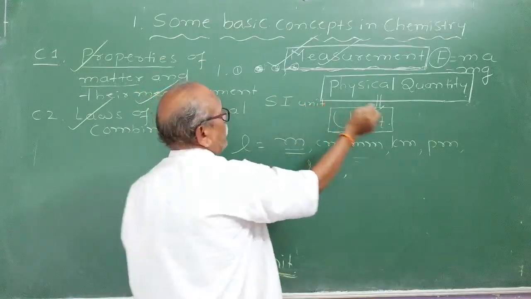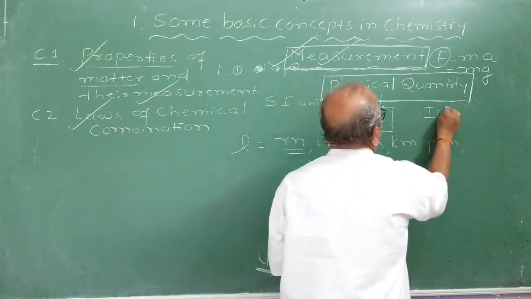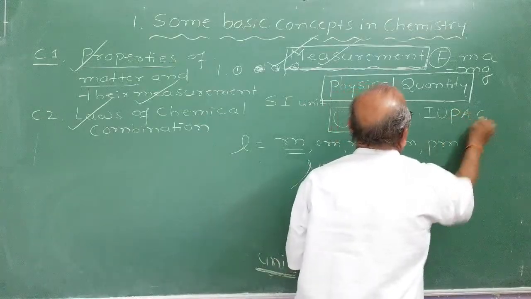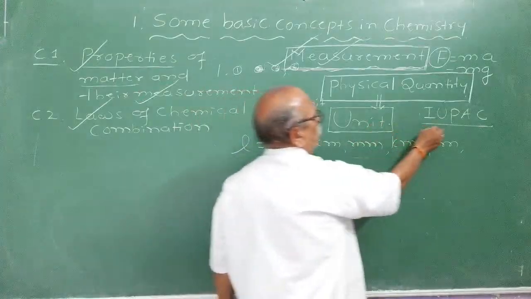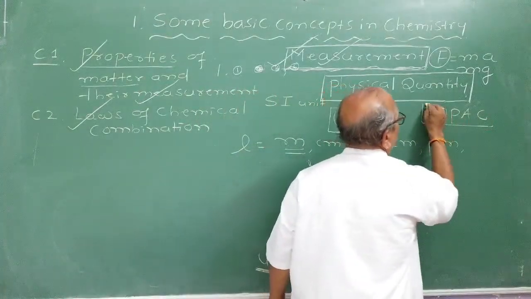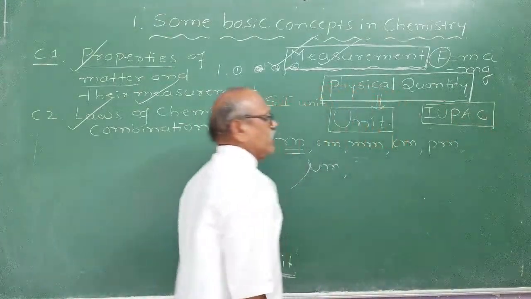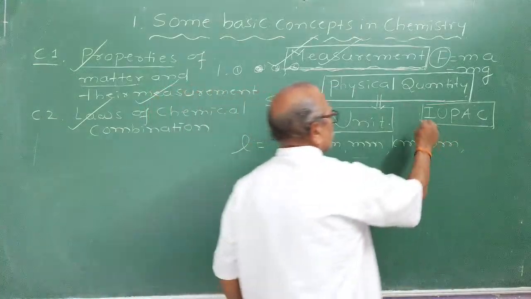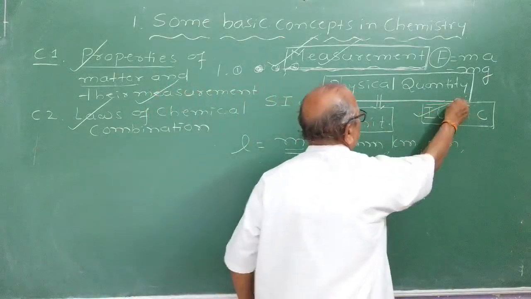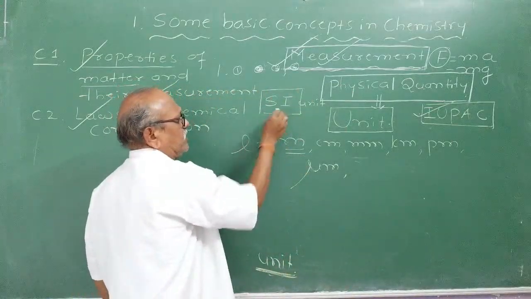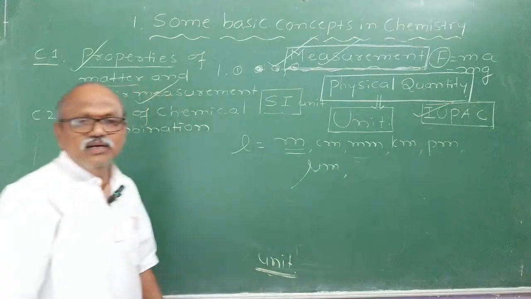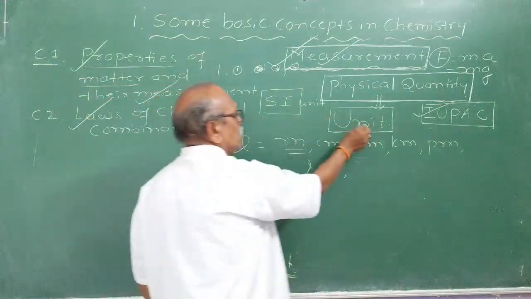Like you have IUPAC in the nomenclature of organic compounds, the International Union of Pure and Applied Chemistry. The International Union of Pure and Applied Chemistry will decide nomenclature and everything. Whatever changes are made, there is an international union. Similarly, there is the international system of units, SI units, which we are presently using. So they will decide the unit.